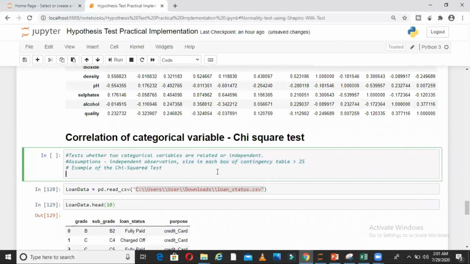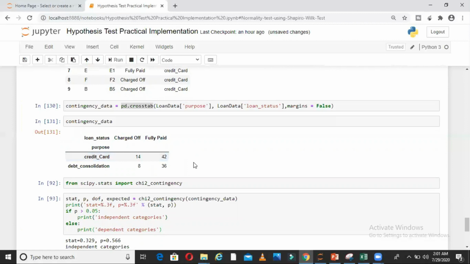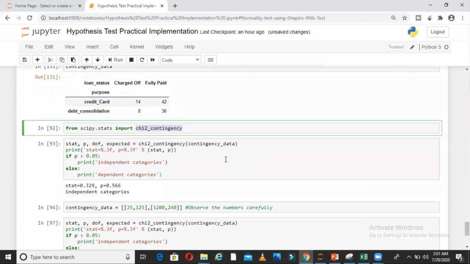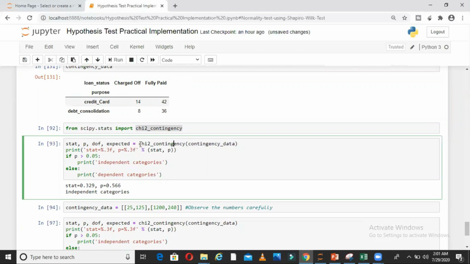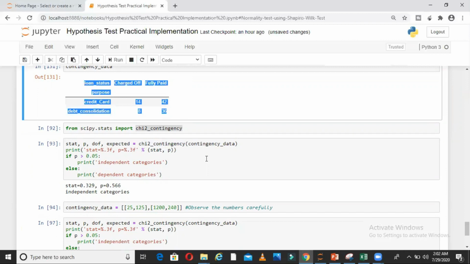Now coming to this, what else is here? The assumption is that all these observations should be independent, which means one observation cannot be part of two of the boxes. One observation should come only once in any of these boxes. If you have more categories in either of these, then the size of your contingency table will expand, but we do the chi-square test the same way. From scipy.stats import chi2_contingency, and you give your input data, which is nothing but your contingency table.